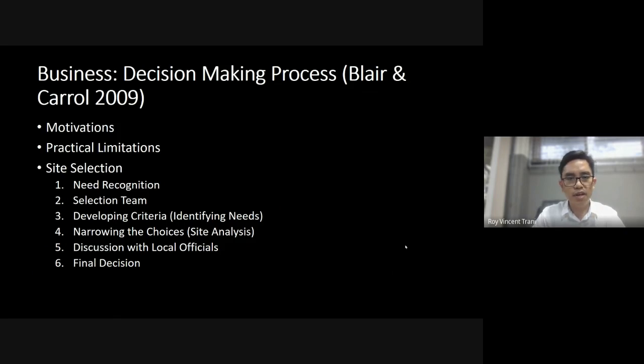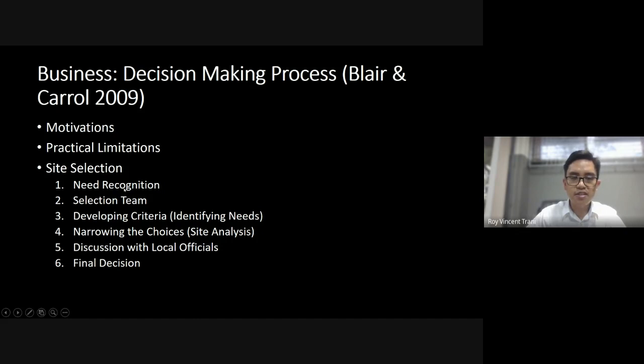Okay, so decision-making process for firms. I'll just highlight very quickly. They need to be motivated, they need to have a need, or they need to want to relocate. There are some practical limitations, as it's really profit defined. Is it profitable for them to go to that area?